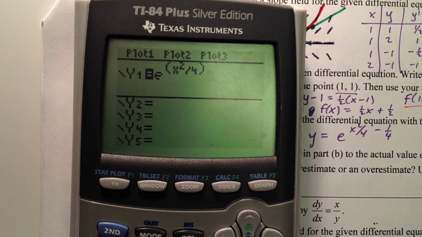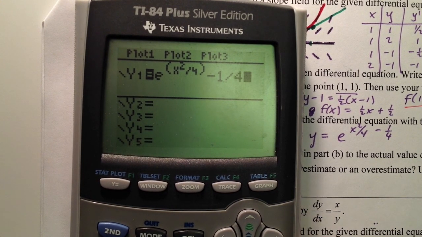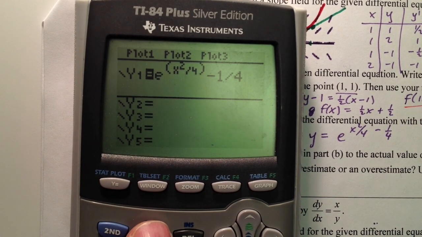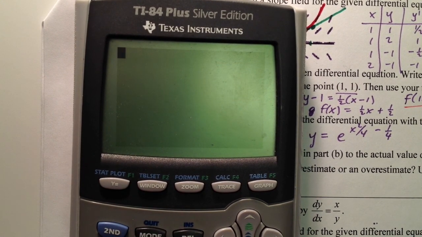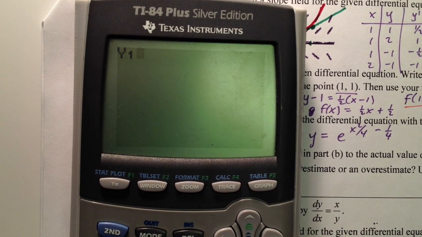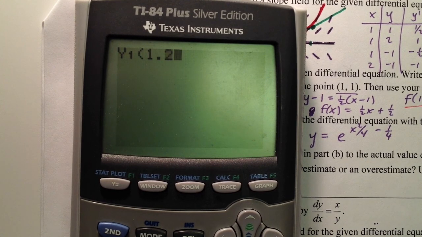And then that guy right there is minus 1 over 4. So I could do 1 divided by 4. I could have done 0.25. And I'm going to quit that screen. Okay? And when I quit that screen, I can easily recall that y1, and I can input my 1.2.